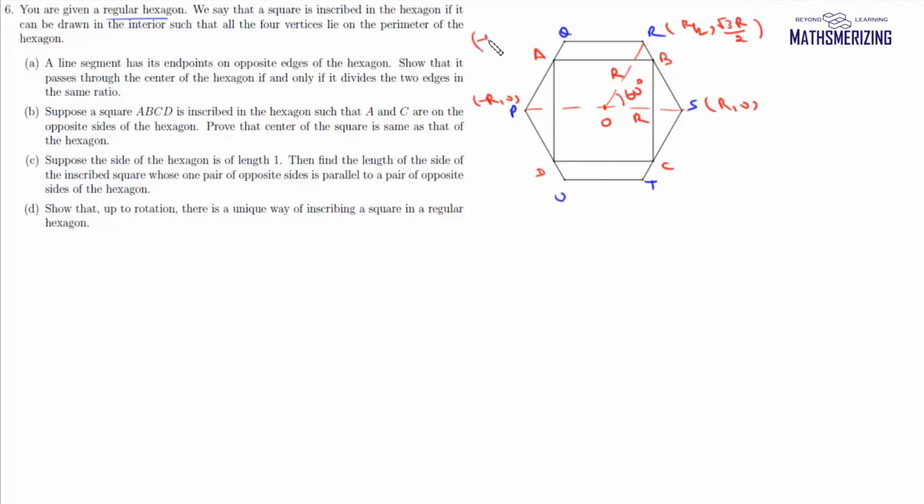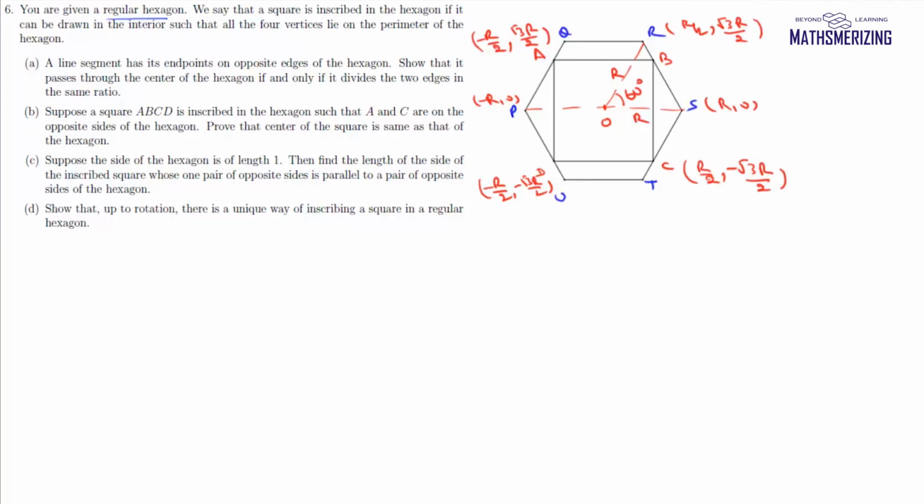And here it will be minus R by 2, root 3 R by 2. This one will be minus R by 2, minus root 3 R by 2. And this will be R by 2 and minus root 3 R by 2. Now we have the coordinates of all the 6 vertices of this hexagon.